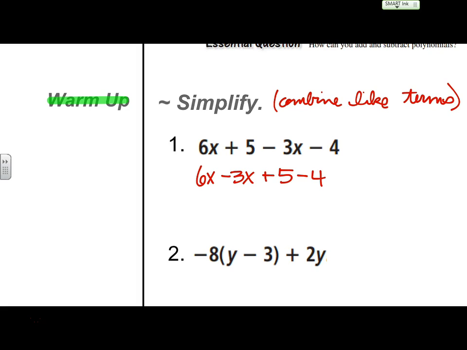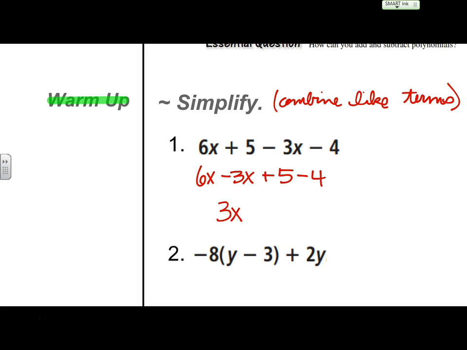Now why did I change the order? To make everything easier. Interesting. 6x minus 3x. Don't we stay tuned, add and subtract from left to right? Yep. 6x minus 3x is what? 3x. Got it. Plus 1. Now I just rearranged things. The negative had to go with the 3 if you guys want to see it. Subtraction is adding a negative. The positive had to go with the 5. The negative had to go with the 4.